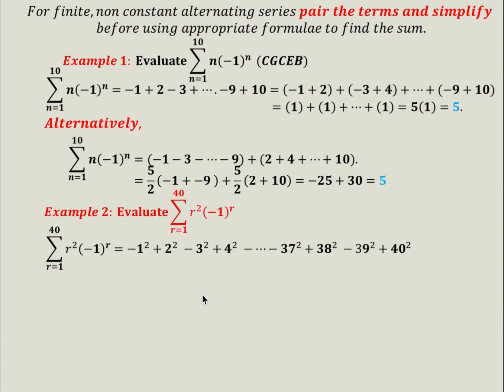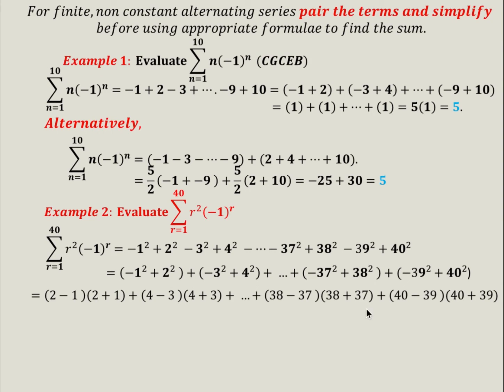Here again, the strategy is to group the terms and then see how they simplify. So we are going to be grouping consecutive terms, so the first 2 terms, the next 2 terms, and so on up to the last 2 terms. When you observe carefully, you see that each pair of terms forms the difference of 2 squares. In the first pair, we have 2 squared minus 1 squared. In the next pair, we have 4 squared minus 3 squared. And in the last pair, we have 40 squared minus 39 squared. So each of the pairs forms the difference of 2 squares.